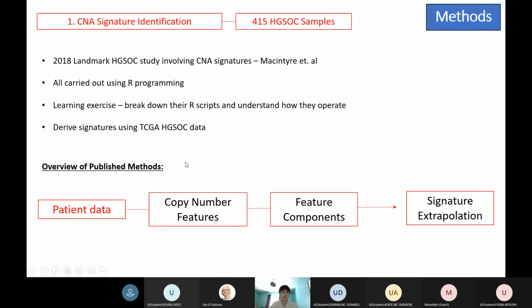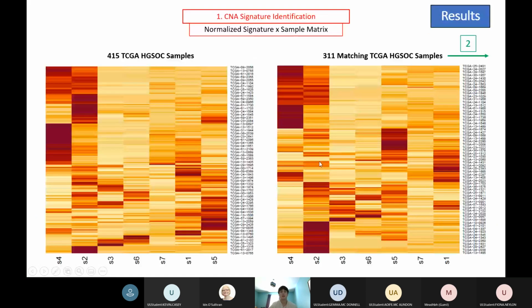To give an overview of these published methods, you start off with the patient data, the copy number data, those profiles I was mentioning, and then you compute the genome-wide distribution of 6 fundamental copy number features that were previously identified as hallmarks for specific genomic aberrations. From there, you have to compute the optimum number of feature components for statistical models. With a variety of statistical methods, you can then extrapolate the signatures. What this looks like are these matrices here.